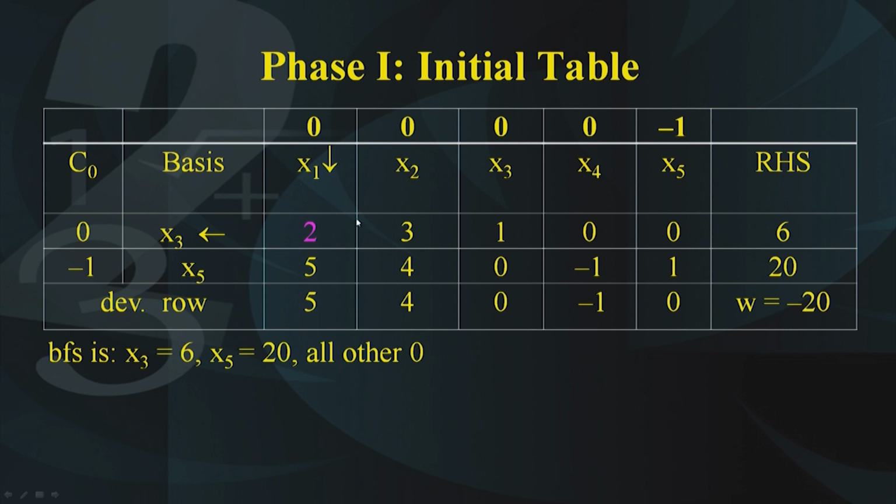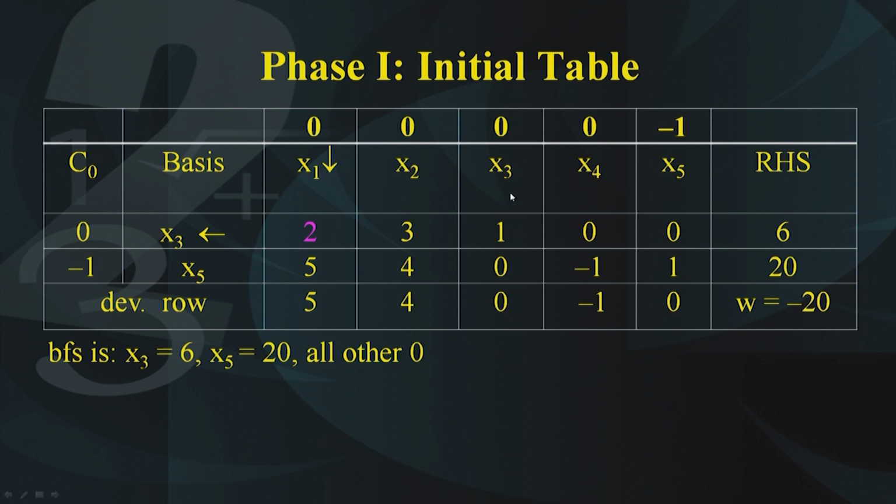So, this is the initial table that we have constructed, and the next thing we need to calculate is the deviation rows. The deviation rows are calculated as before: 0 minus 1 multiplied by 2 is minus 5... and the answer comes to be 5. Similarly, 0 minus 1 multiplied by 3 is minus 4, the answer comes to be 4.